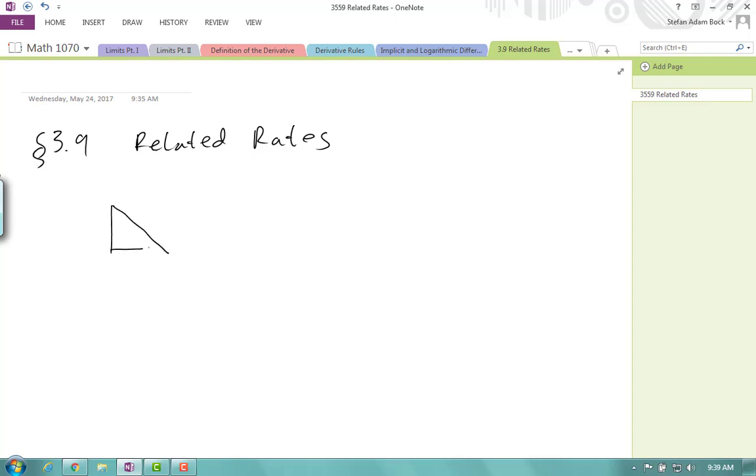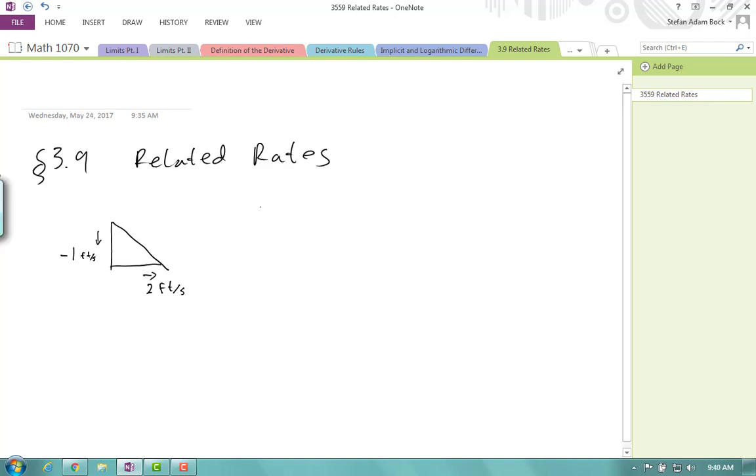say you had a triangle with one side growing and one side shrinking. We'll say that this height here is shrinking by 1 foot per second, and this other side is growing by 2 feet per second. Then what I would be able to do is I would be able to calculate the rate of change of the area for this triangle.